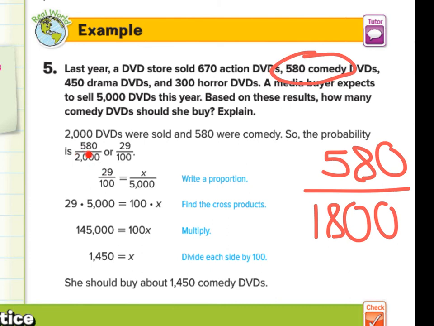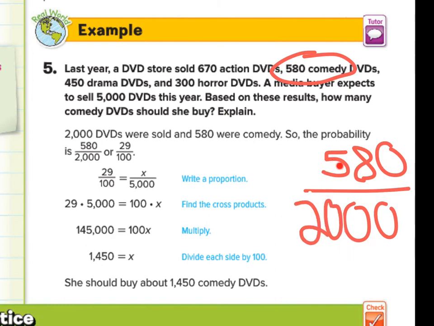So here's what they did. Oh, they're saying over 2,000. Did I do my math wrong? I might have. I have here 670 plus 580. That's 1,250. 1,250 plus 300 is, oh, I did. Yes, I did my math wrong. This would be 1,550 plus 450 is 2,000. Yes, this is wrong. So we replace that with 2,000.